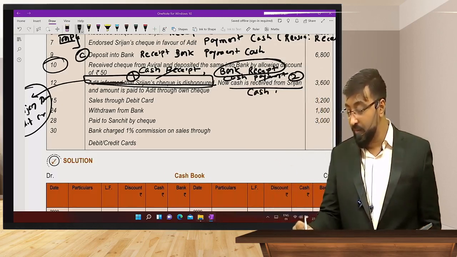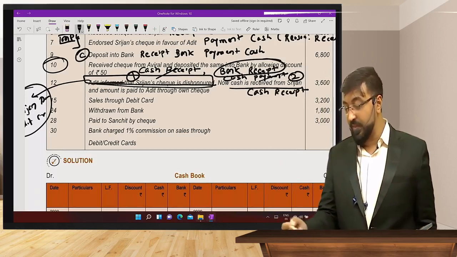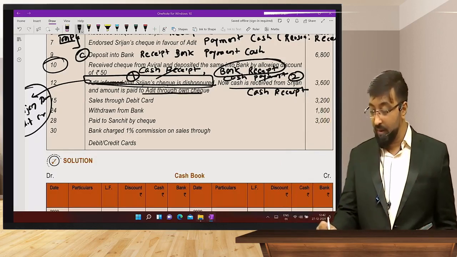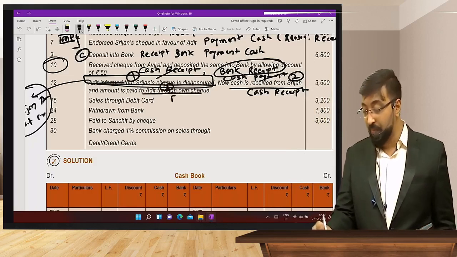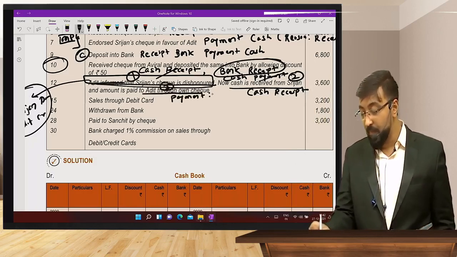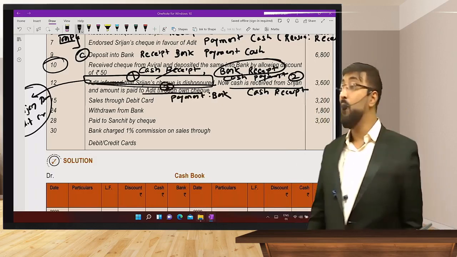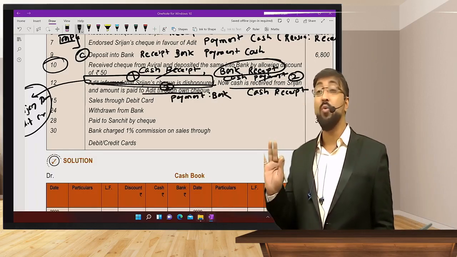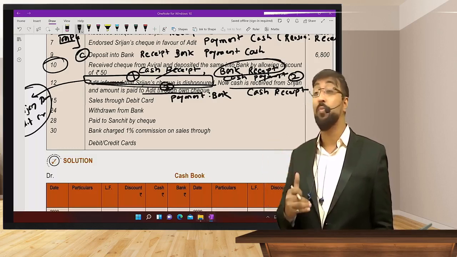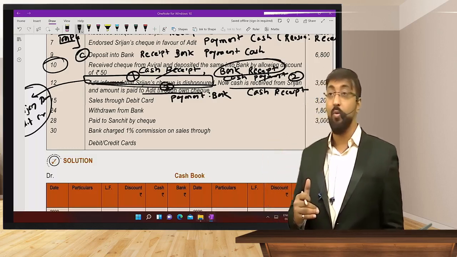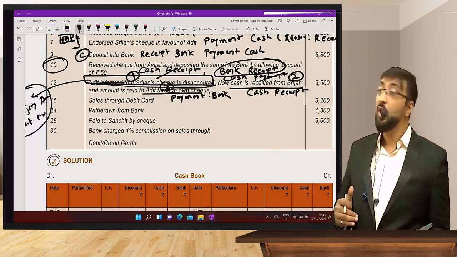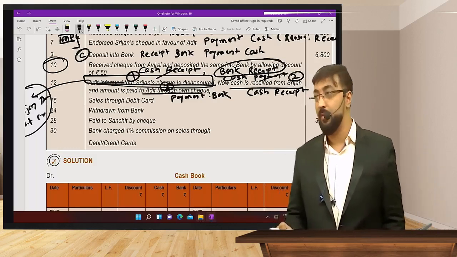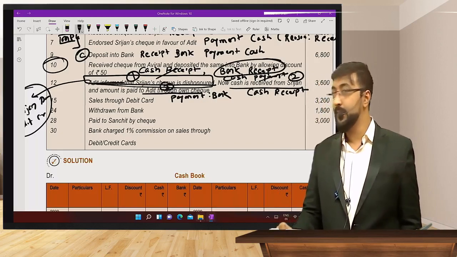Cash account debit to Shrijan. Yes, cash receipt column. And amount paid to Adit through bank. So this is the third entry. This is payment in which column? Bank column. So how many entries are there actually? Three. Out of that, which entry are we not going to pass in the first cash book? Dishonor entry. What is the dishonor entry? Shrijan account debit to? Yes, very good. Shrijan to Adit.